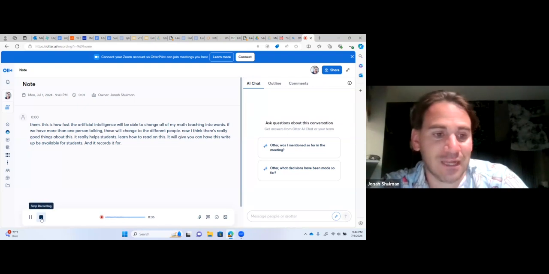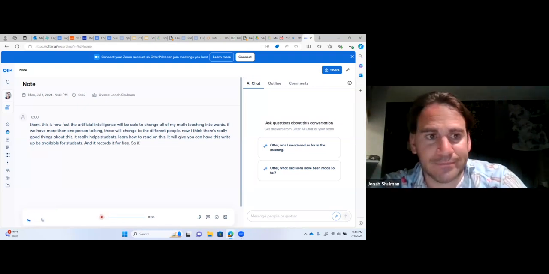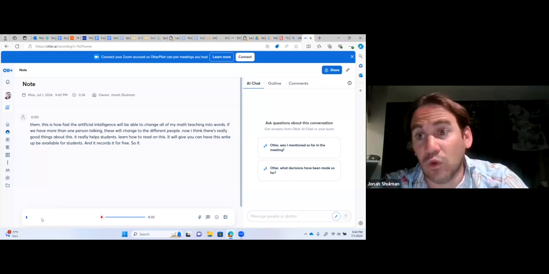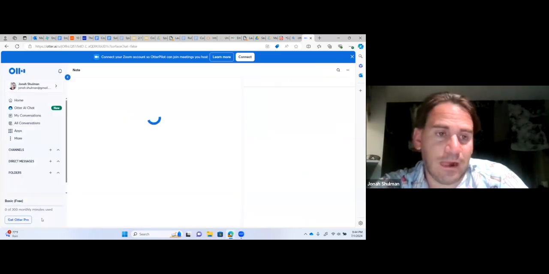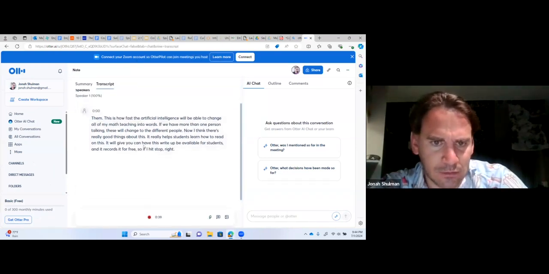On top of this, you can have this write-up be available for students, and it records it for free. So if I hit stop right here, I should be able to play the whole thing back, which is nice. So I've used this before. Here's the transcript. I should be able to play it.